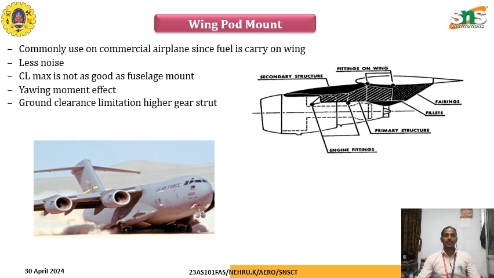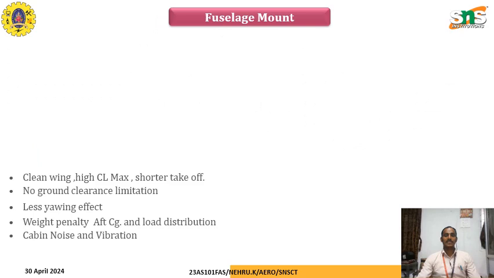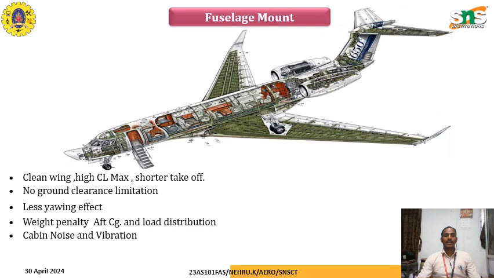Since fuel is carried in the wing and less noise is transmitted into the cabin, CL max is not as good as a fuselage mount. Yawing moment effects will be created, and there are ground clearance limitations and higher gear struts. So this wing pod mount creates the yawing moment and ground clearance issues, whereas in the fuselage mounted model, the engine is mounted on the fuselage.